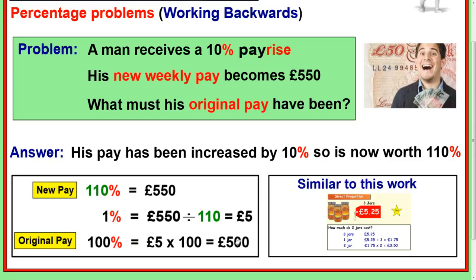Now to test this out, if you get £500 and you take 10% of that, that's £50. And if you add on £50 to this, you get the new pay, which is £550.